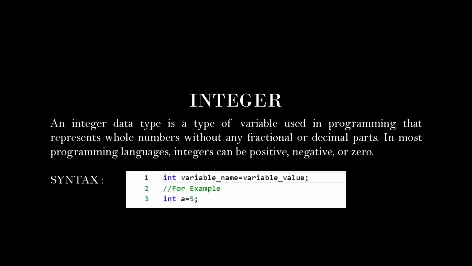So under primitive, first comes integer. An integer is a data type which consists of whole numbers but not decimal values or fractional values. An integer can be positive, negative, or zero. For example, here is a syntax where the keyword int is used to declare the integer data type, followed by the variable name which is given by the user, and the value is also given by the user. For example, we can take a as the variable name and 5 as the variable value.